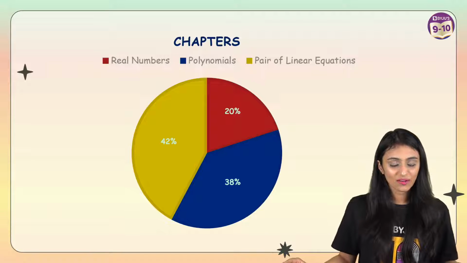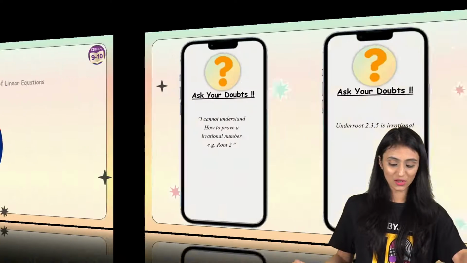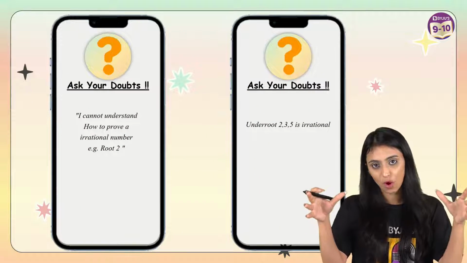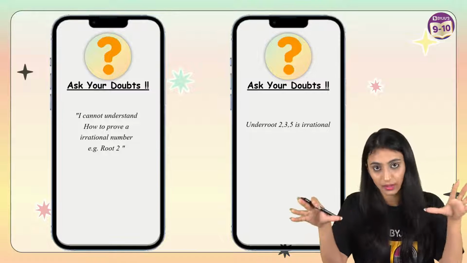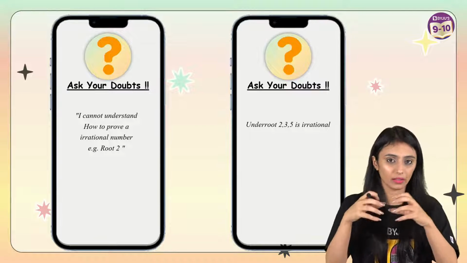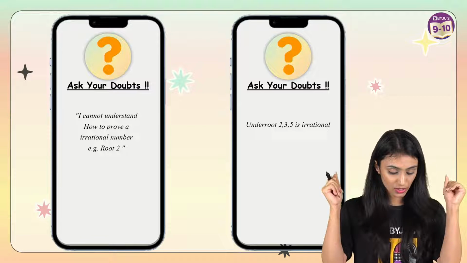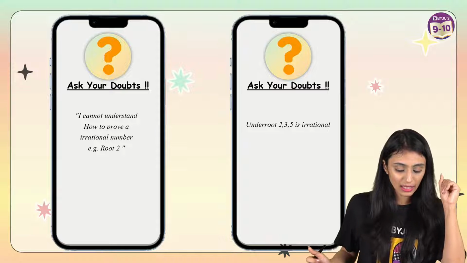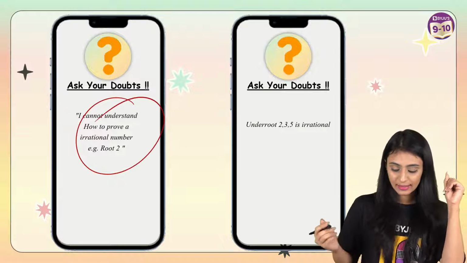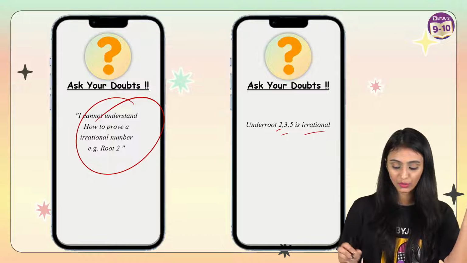All right, so we all are ready. Shall I start? Alright, so let's get started. So a lot of doubts, as I said, we have got, and some of the doubts were common, right? So the questions that I'm going to discuss today will be covering whatever doubts you all had, that you had actually sent us, that you actually shared with us. The first is, I cannot understand how to prove an irrational number like root 2. And another was, how do we prove under root 2, under root 3, under root 5 irrational?